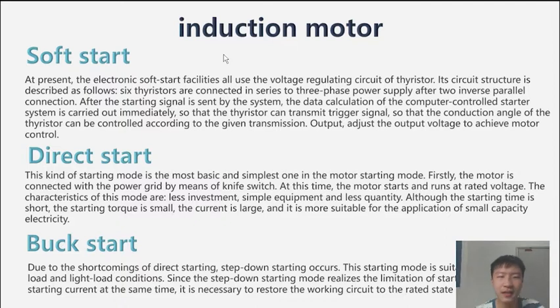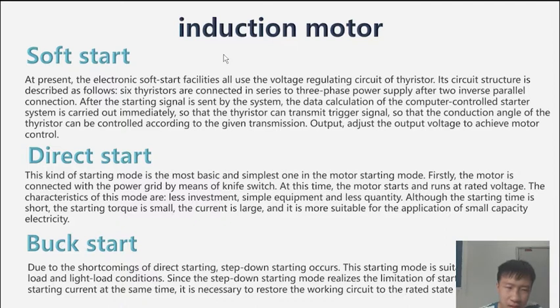After the starting signal is sent by the system, the data calculation of the computer-controlled starter system is carried out immediately so that the thyristor can transmit the trigger signal, so that the conduction angle of the thyristor can be controlled according to the given transmission. The output adjusts the output voltage to achieve motor control.